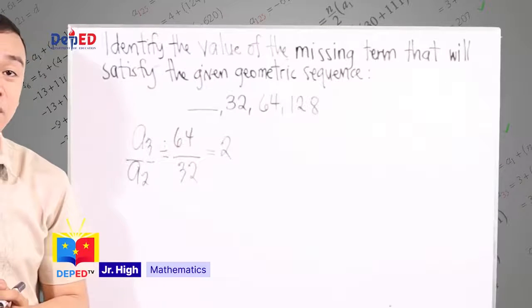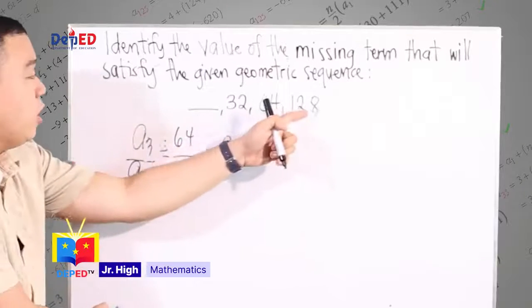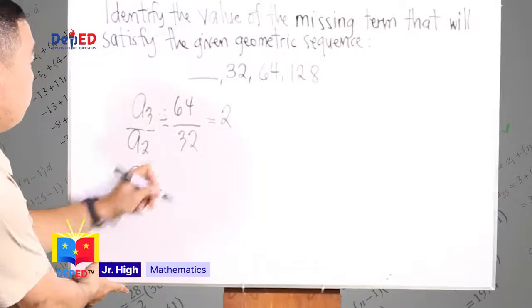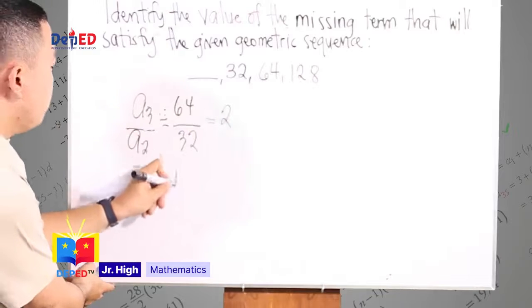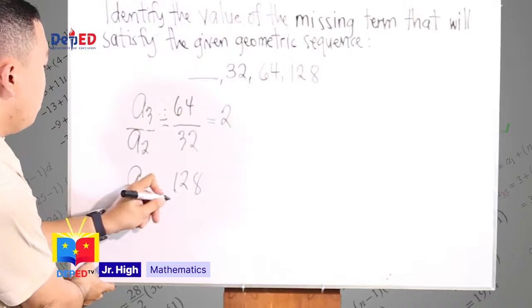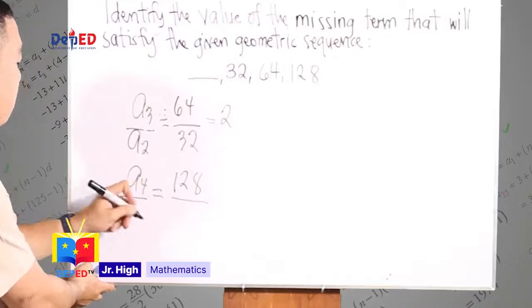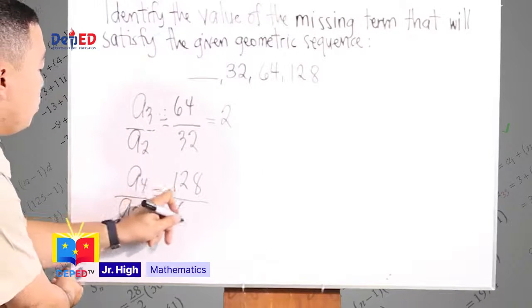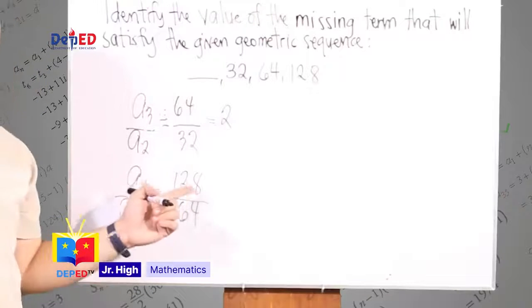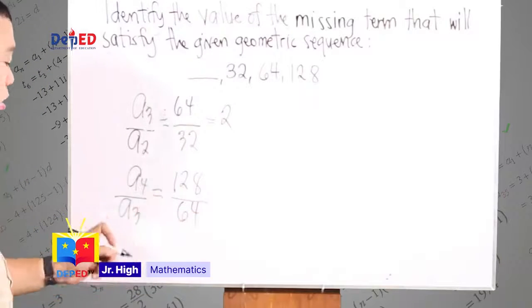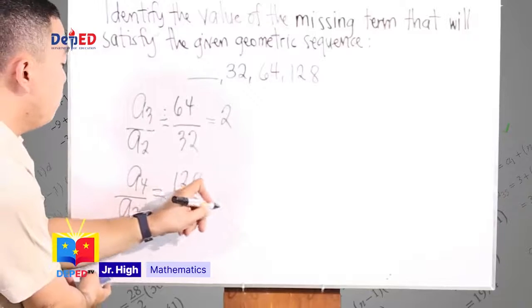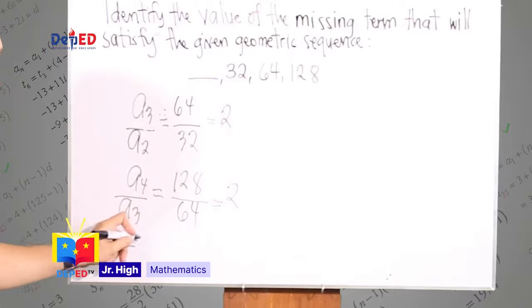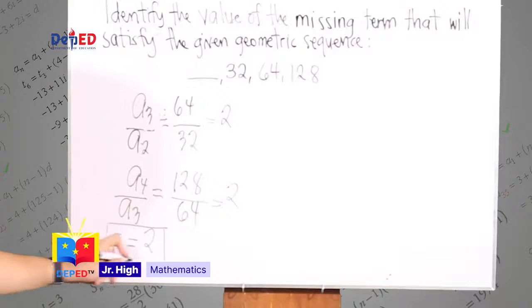Or we can use the fourth term, a sub 4, which is equal to 128, divided by our third term, or a sub 3, which is equal to 64. 128 divided by 64 will give us 2. Thus, the common ratio for this sequence is 2.